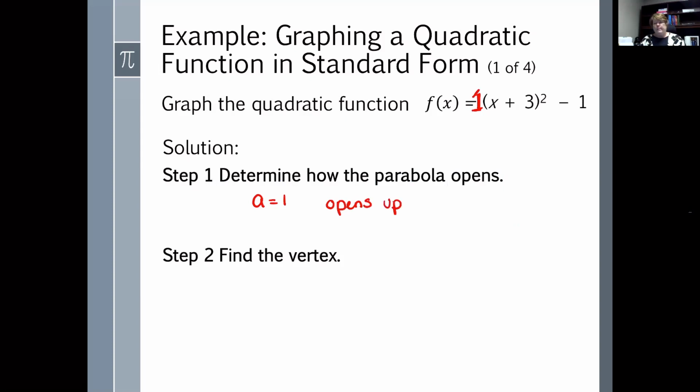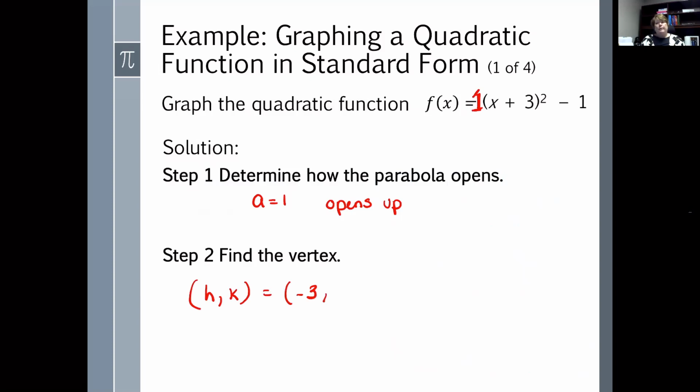The vertex. All right, so what effect does adding the 3 to the input have? How does that shift the graph of the standard quadratic? Remember, adding 3 shifts the graph to the left. So this takes the vertex that is at 0, 0 and shifts it to the left to negative 3. So the x component of my vertex is negative 3.